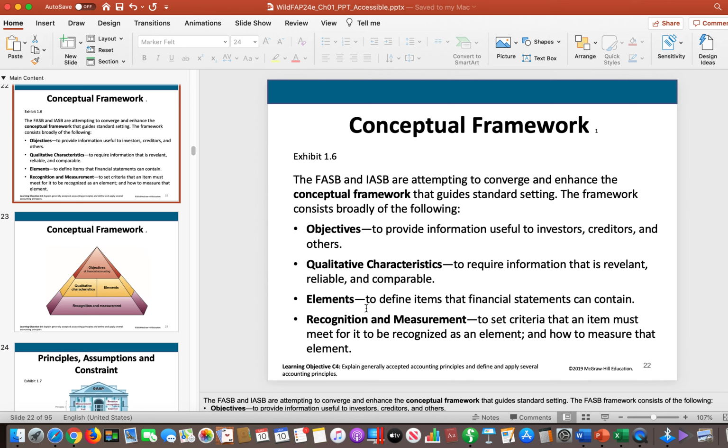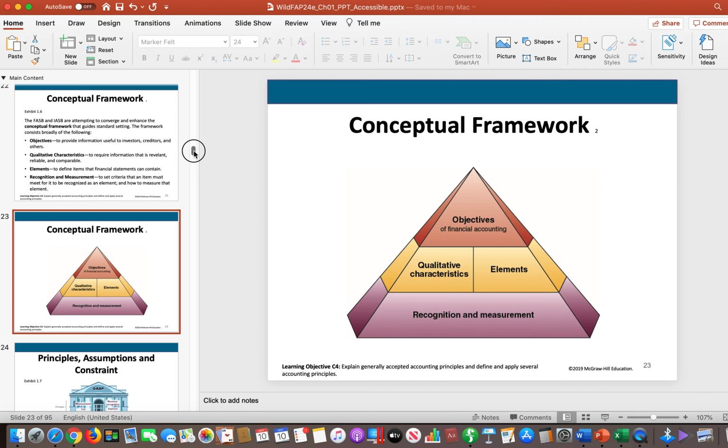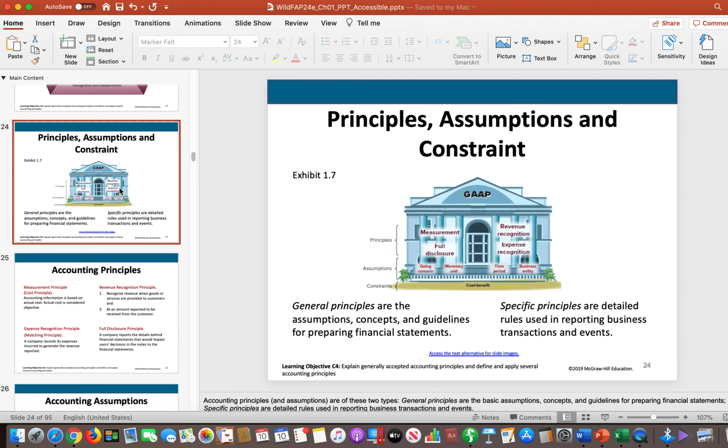I expect you to know this, and you'll see why it's important. If you go here, looking at the United States, we see GAAP at the top. But all the GAAP is based on 4 principles and 4 assumptions. And then we have constraints at the bottom. This is a nice depiction of the structure. So you have 4 principles, 4 assumptions, and in effect 2 constraints, as you'll see.